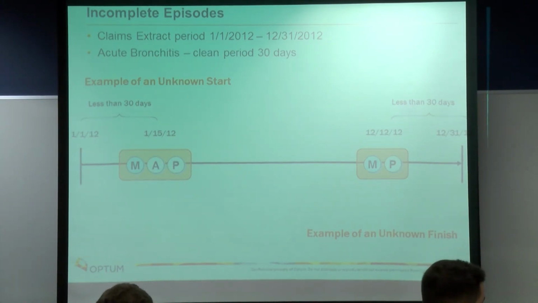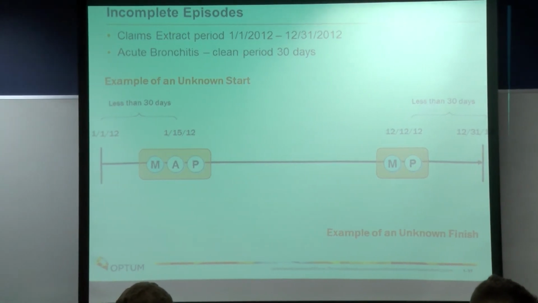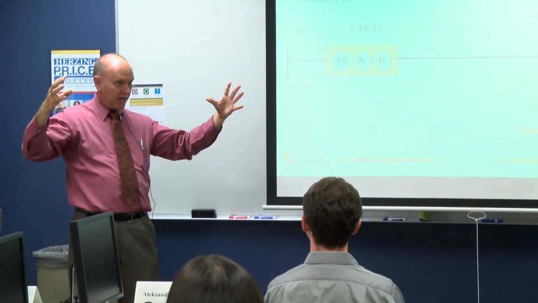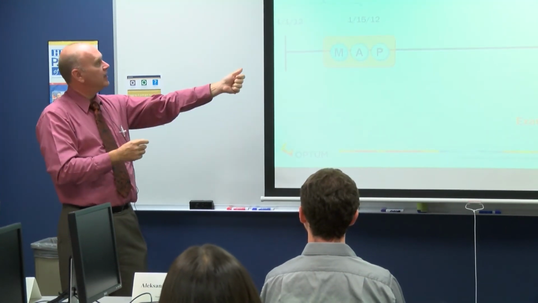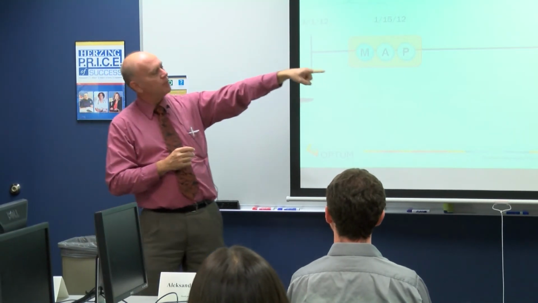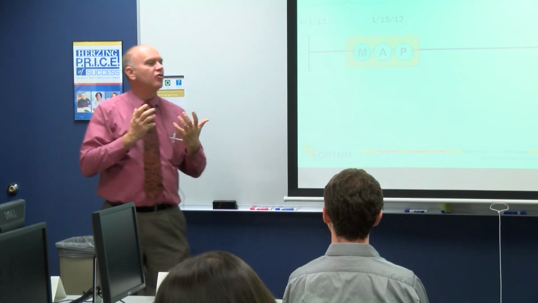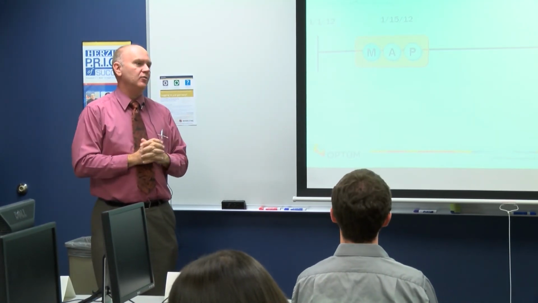So there's really 2 kinds of episodes: complete and incomplete is the big picture. Within complete episodes, there's a variety of types, such as chronic episodes, which last for an entire year, or partial year episodes. Within incomplete episodes, you can have incomplete unknown start, unknown finish, or unknown start and finish, and those don't get used in provider network assessment. Any incomplete episode will not get used.